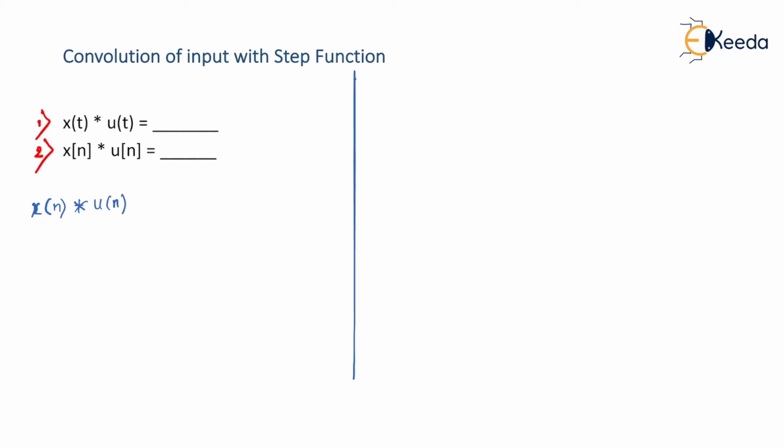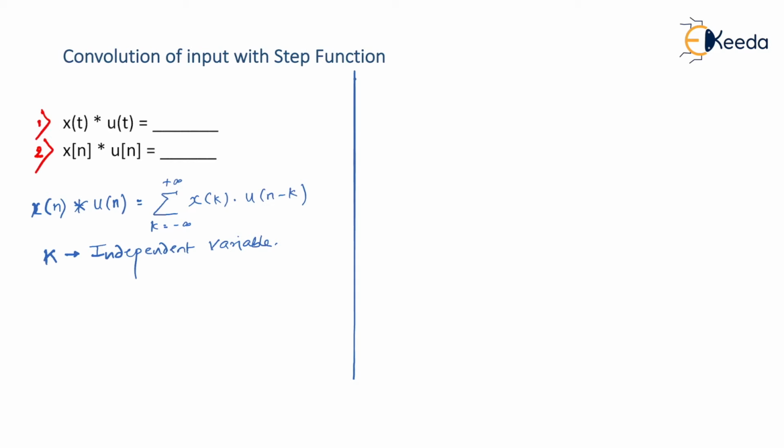I'll be using a standard formula, so I can write it in the form of summation, k equal to minus infinity to plus infinity. I can rewrite this as x of k u of n minus k. Is that right? Now one thing you should understand: within this summation the independent variable is k. So don't forget, k is an independent variable, which means it is the main variable. Now look at u of n minus k.